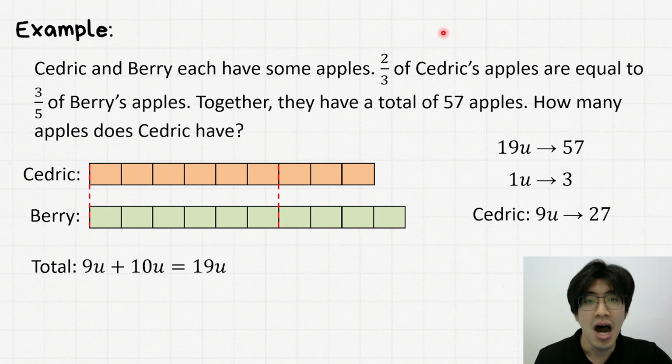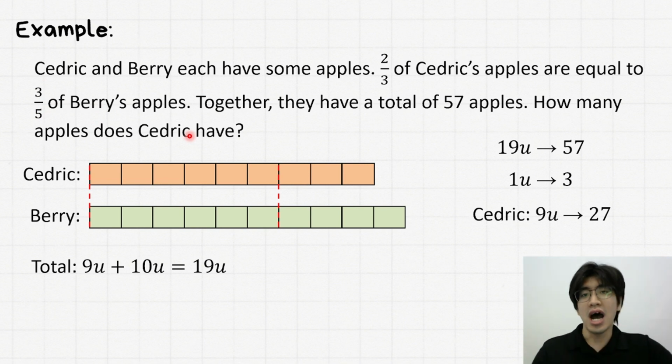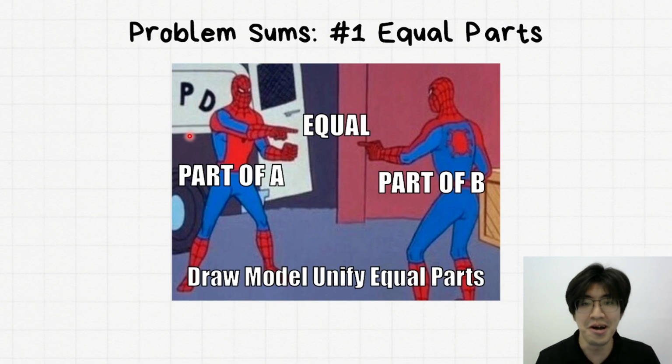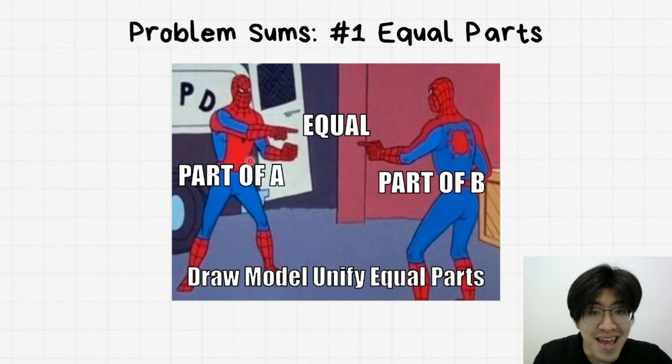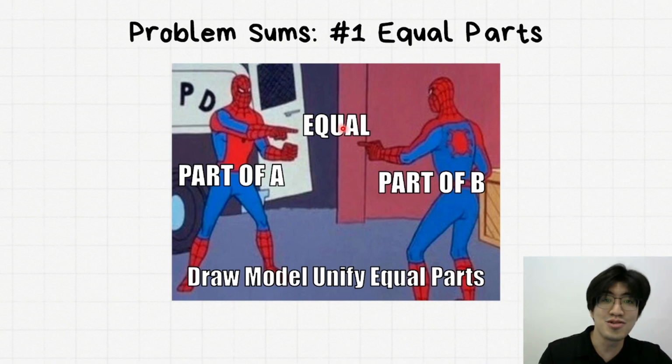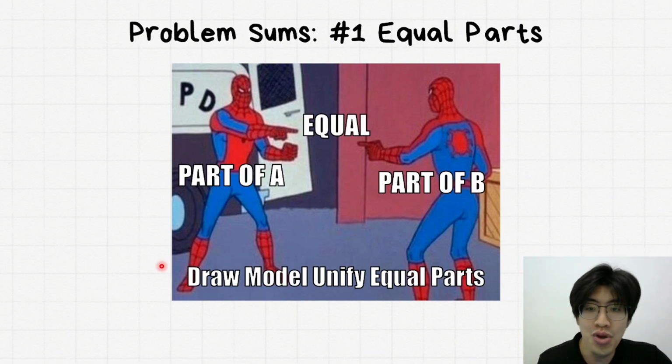You can see that a fraction of something is equal to the fractions of something else. So how can we memorize this better? Well, look at this meme over here. So we have Spiderman A, we have Spiderman B, and from here we can see that they are the same. So if part of A and part of B, they are equal or they are the same, then to solve this kind of problem sums, we draw the model, unify the equal parts.